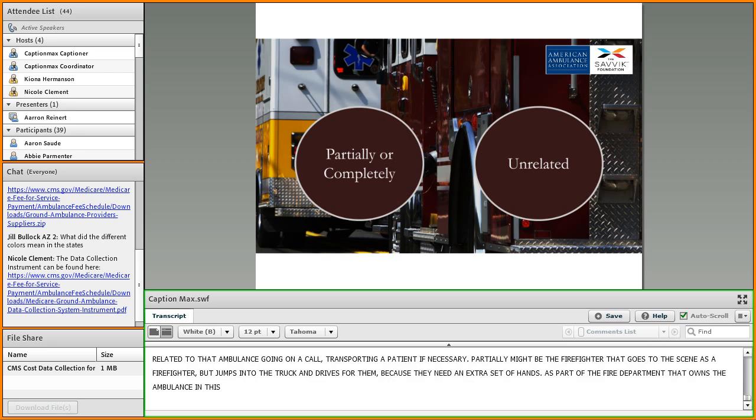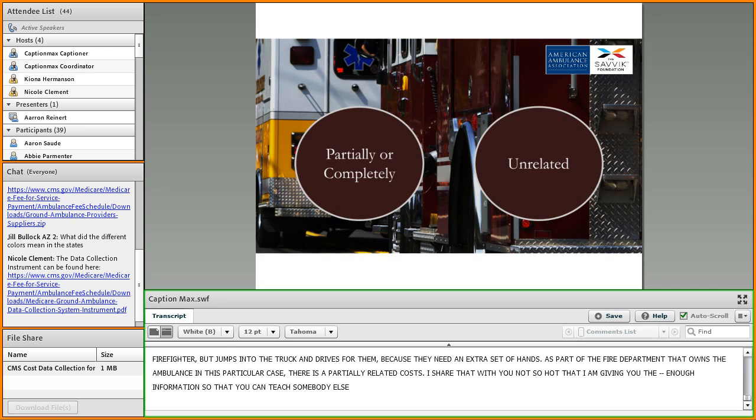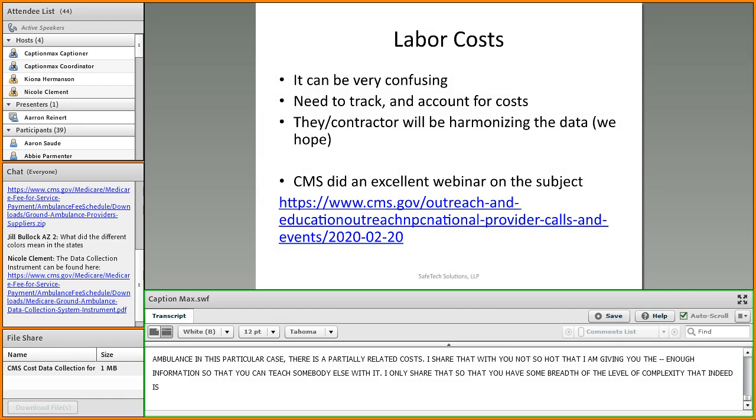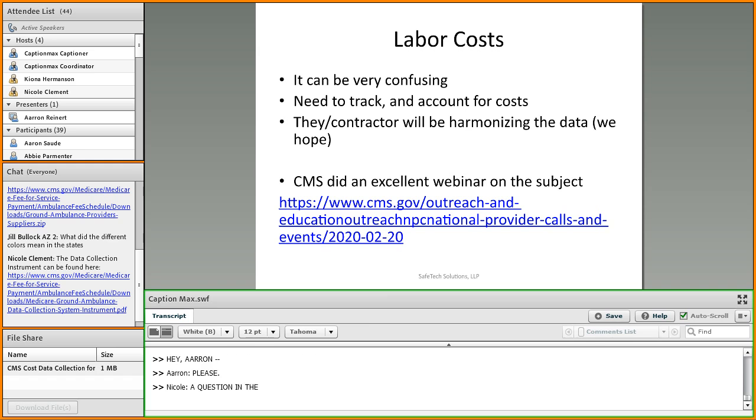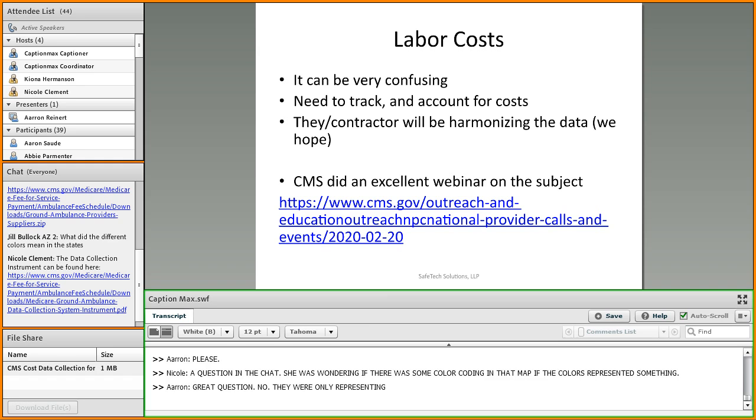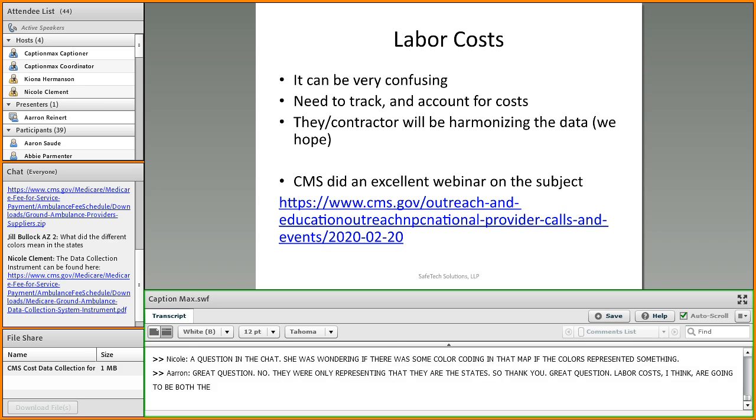Yes, we would all say they were absolutely related to responding on that car crash, but CMS is looking for specifically the costs that are 100% related to that ambulance going on a call, transporting a patient if necessary. Partially might be the firefighter who goes to the scene as a firefighter, yet jumps into the truck and drives for them because they needed an extra set of hands. So it's part of the fire department which owns the ambulance. In this particular case, there's a partially related cost. And I share that with you not so that I'm giving you enough information so that you could teach somebody else with it. I only share that so you have some breadth of the level of complexity that indeed is going to be asked of ambulance services when they submit.